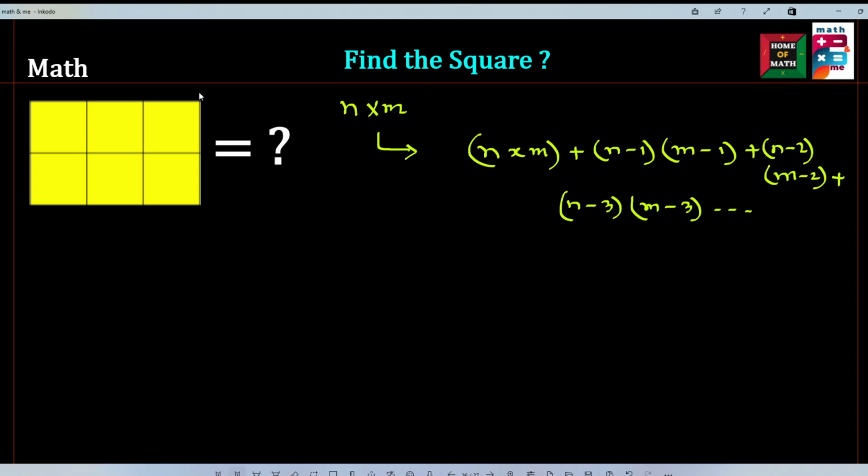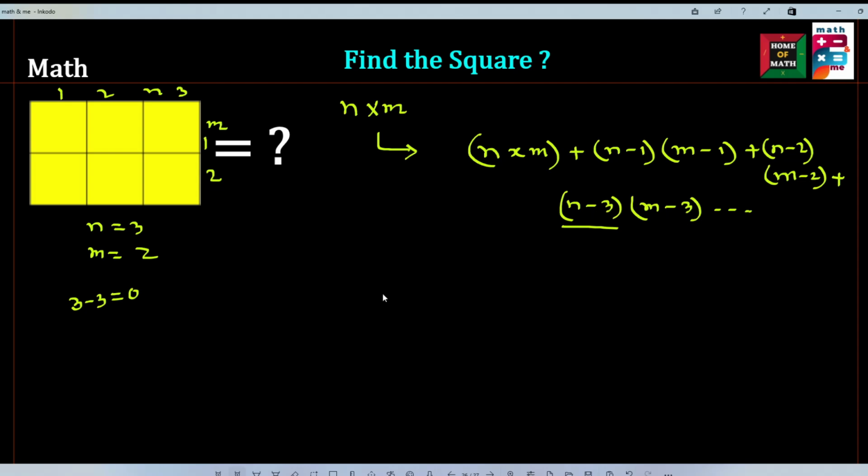Look, here this is n, this is m. So n equals 3, and m equals what? 1, 2, and here is 1, 2, 3. So m equals 2. Look, here is n minus 3, it means 3 minus 3 equals 0. If we multiply any number by 0, the result will be 0. So we can keep terms up to n minus 3 or m minus 3.